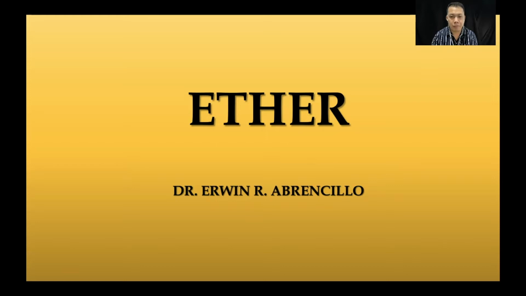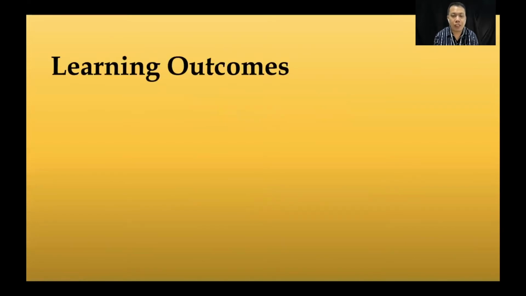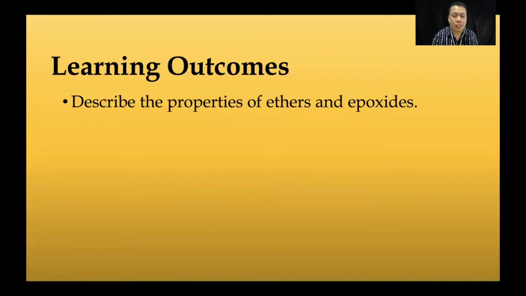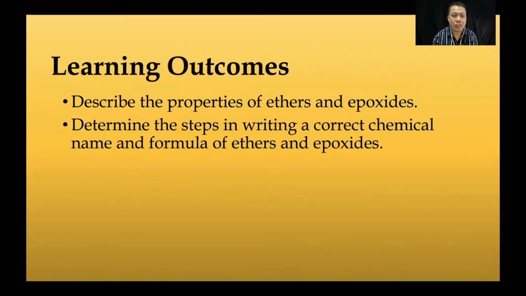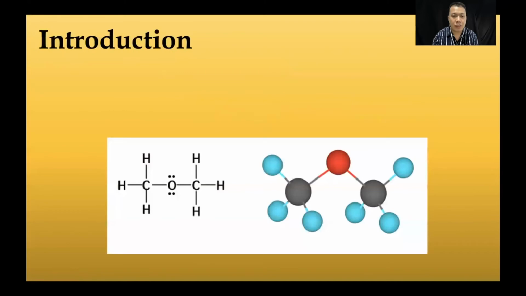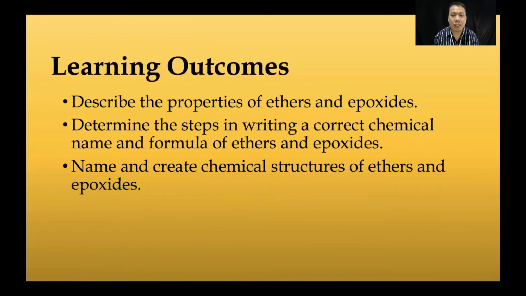So, for our learning outcomes, which will serve as your guide for today's topic, these are: describe the properties of ethers and epoxides, determine the steps in writing a correct chemical name and formula of ethers and epoxides, and name and create chemical structures of ethers and epoxides.